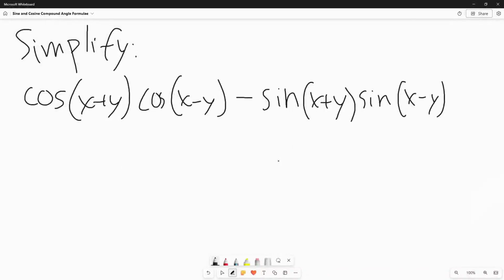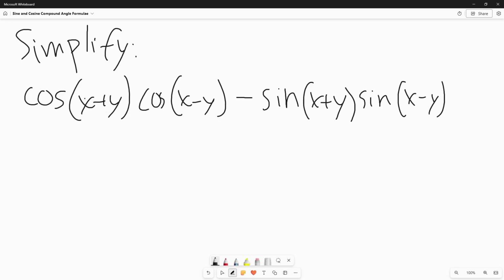Now, let's start with one practice problem. If you know how to do this one, then pause the video and try it. But the first thing I noticed about this expression is that it's written in the format of a cosine compound angle formula. But you may be wondering, how do we simplify it? Because each individual cosine function or sine function has two variables inside of it.